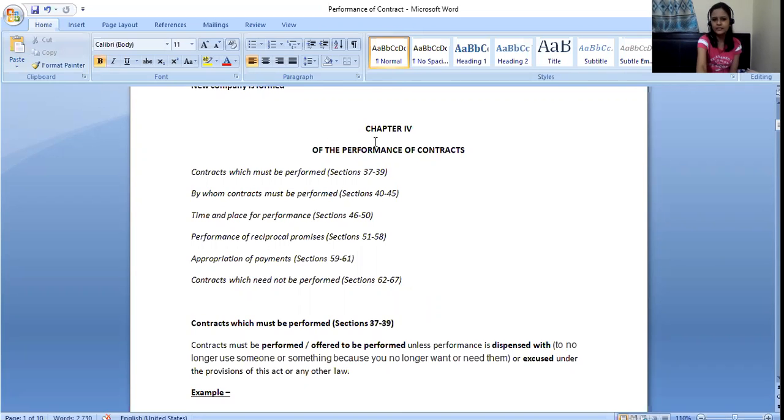So this chapter 4 regarding performance of contract basically talks about 6 different things. Firstly, which different types of contracts are to be performed, right? Contracts which must be performed, what type of contracts we should perform, who should perform a contract, time and place where it should be performed, performance of reciprocal promises, appropriation of payment, and contracts which need not be performed. So these are the 6 different things that we will look into today.